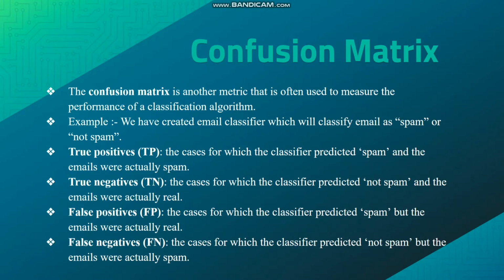False positive means the cases for which the email classifier predicted spam but actually emails were not spam, so it falsely generated positive results considering email as spam. False negative means the cases for which the email classifier predicted not spam and actually emails were spam. So this is false negative, considering email as not spam but actually they were spam.